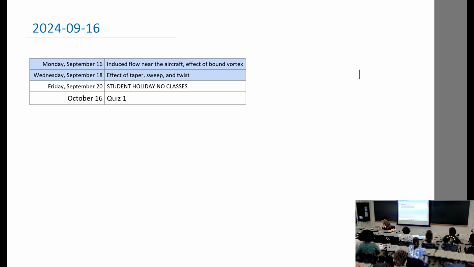So today is going to lay the foundation for that discussion, right? So basically the flow near the aircraft really dominates our discussion on how the planform affects airplane performance.